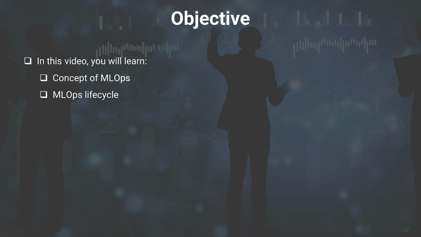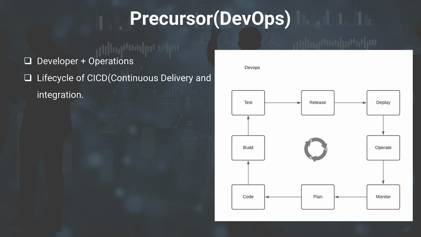In this video, we will learn the concept of MLOps, as well as the MLOps lifecycle. As a precursor before learning MLOps, first we have to understand the meaning of DevOps. DevOps is a word made of two words, developer and operations. What it means is having the role of developer and operator at the same time.